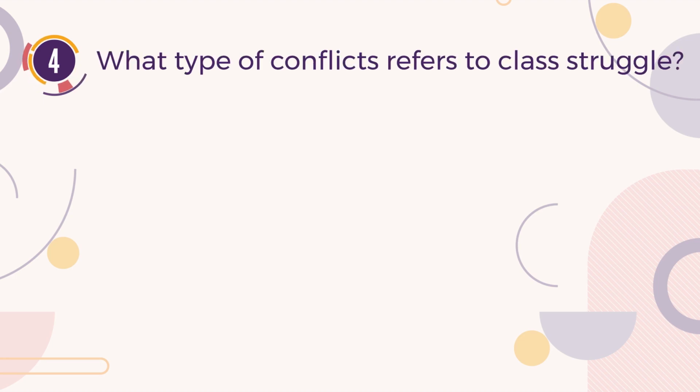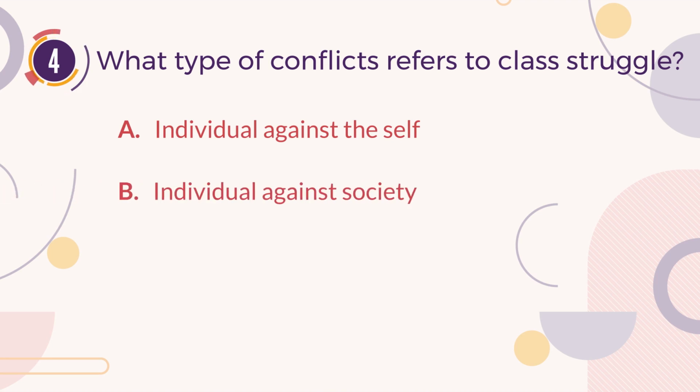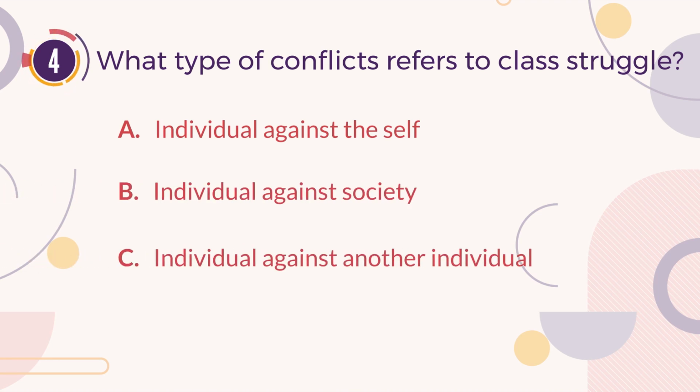Number 4. What type of conflicts refers to class struggle? A. Individual against the self. B. Individual against society. C. Individual against another individual. D. Individual against nature.